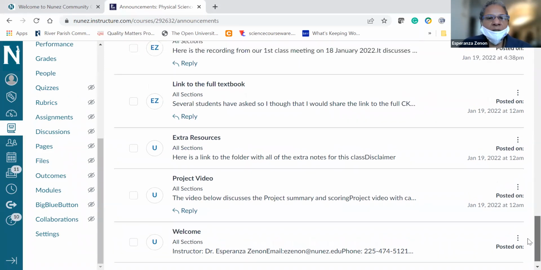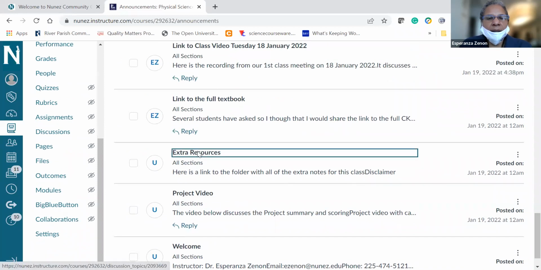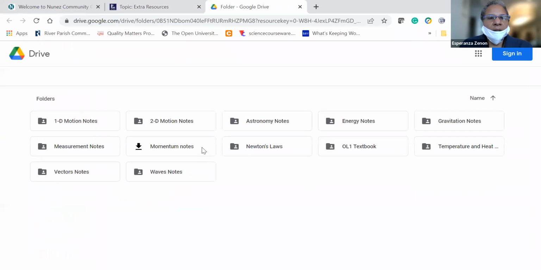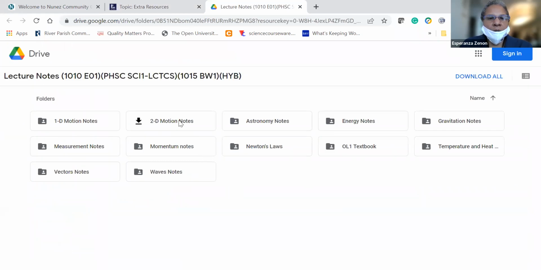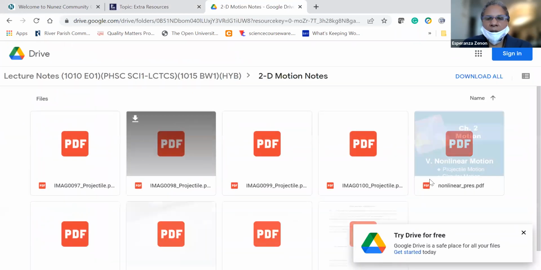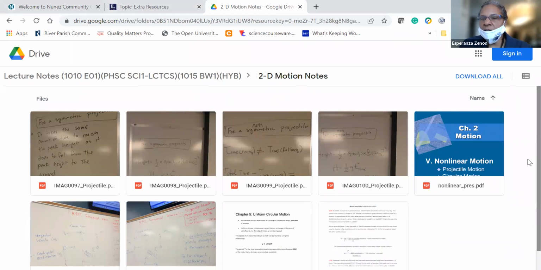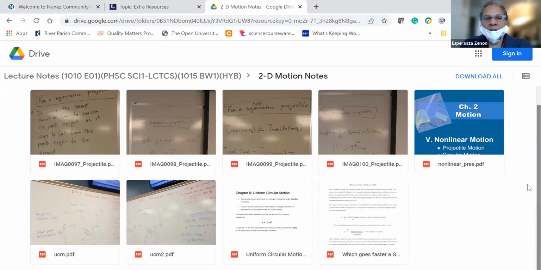If you go into our extra resources that are posted in the announcements, I'm going to go into the link for all of the folder notes, and I have some really good examples for you and information on 2D motion that you can take a look at.